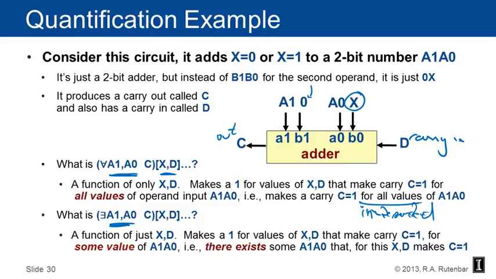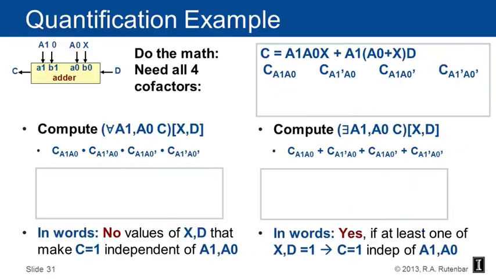What this function says is if this existentially quantified function makes a 1, for this value of x and d, then it is true that you can find a value of a1 and a0 that will make it work. I don't know what it is. And what's interesting is that we can just go do the math, and we can convince ourselves that this all works.